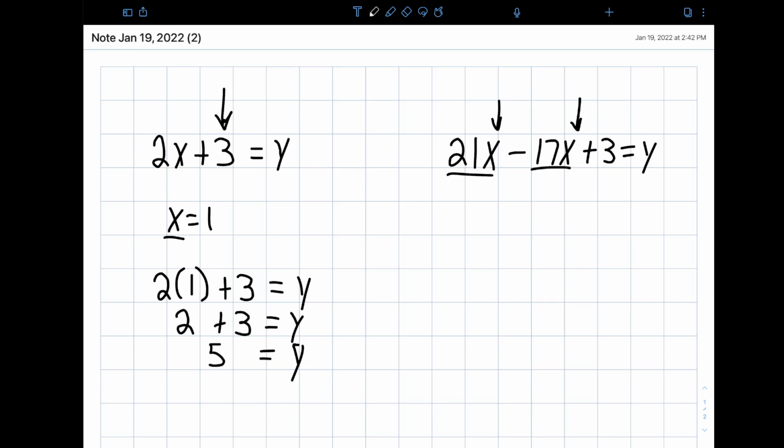So we can combine these because we are counting those things. We're saying, okay, we have 21 sandwiches and we're taking away 17 of those sandwiches. But over here, we don't have any. We're not counting those same things anymore. There's no x right there. So when we do this, we do 21 minus 17, and we end up with 4x plus 3 equals y. So from here, it's exactly like this problem over here, and we know how to handle that.